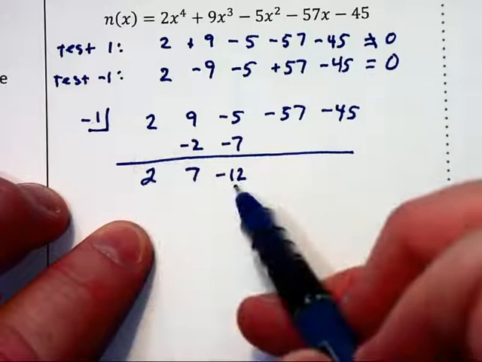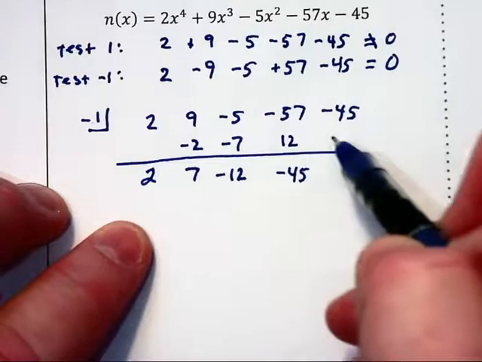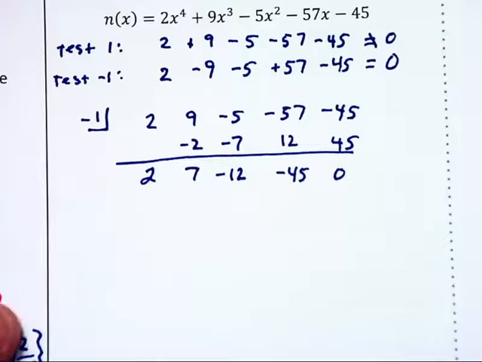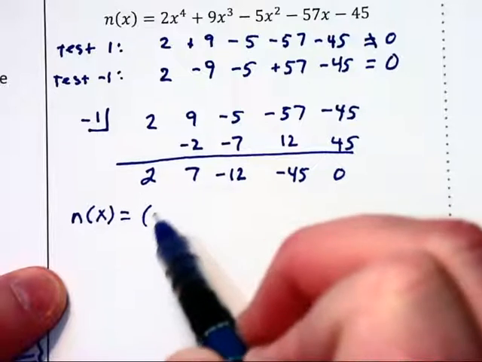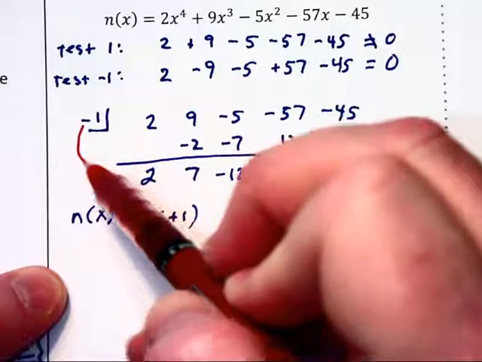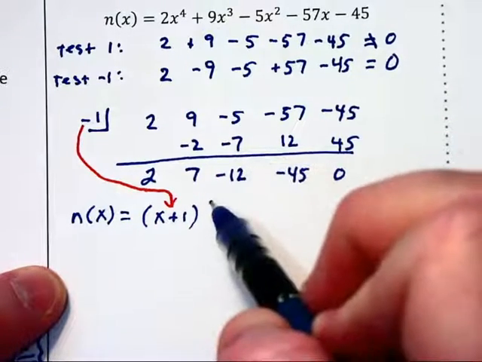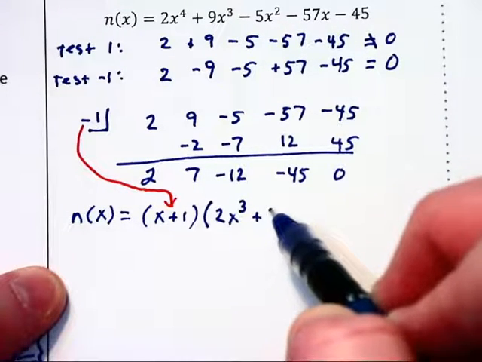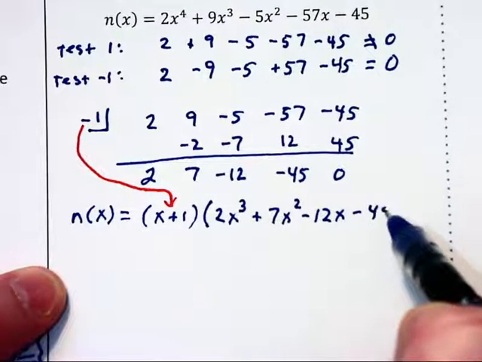Negative 1 times negative 12 is positive 12. Add together, get negative 45. And you can see that we're going to have 0 at the end here. I can now rewrite my function n of x as x plus 1. Notice I'm changing the sign from the divisor to the factor, and I'm going to have a remaining polynomial here beginning with x cubed, so 2x cubed plus 7x squared minus 12x minus 45.